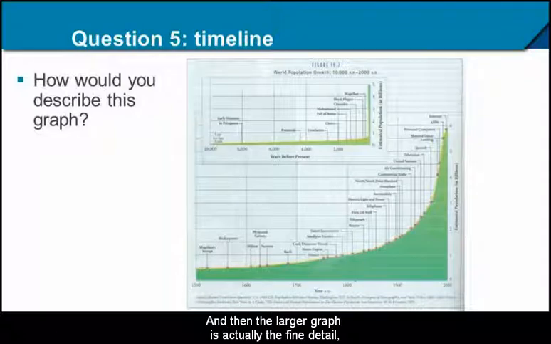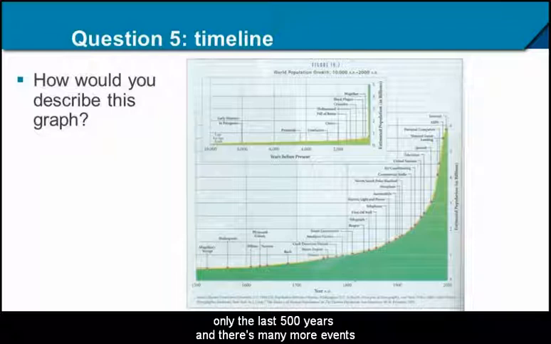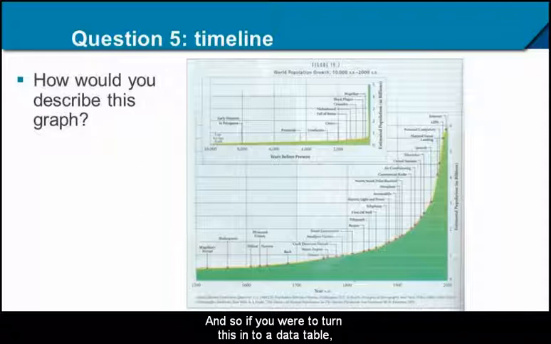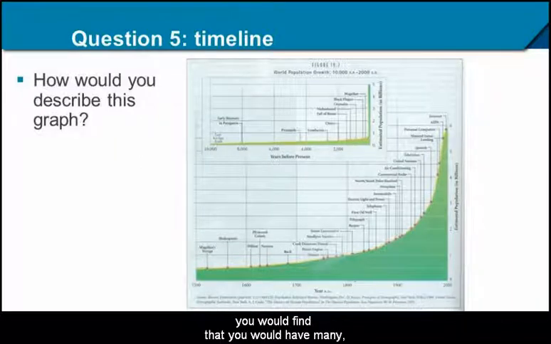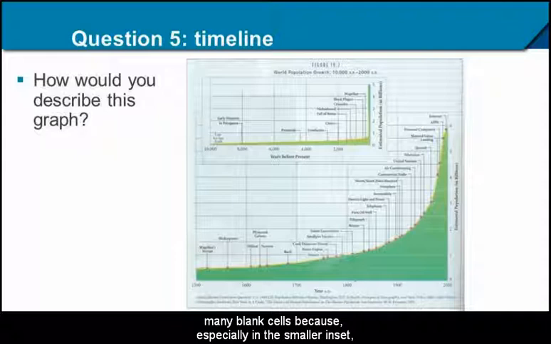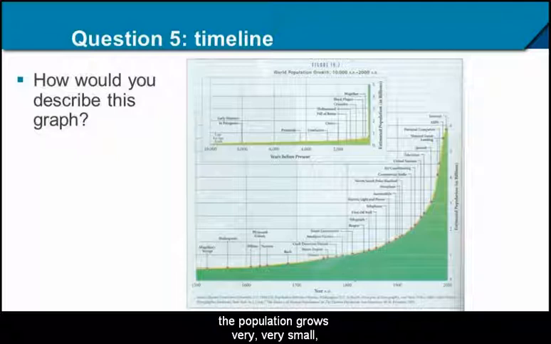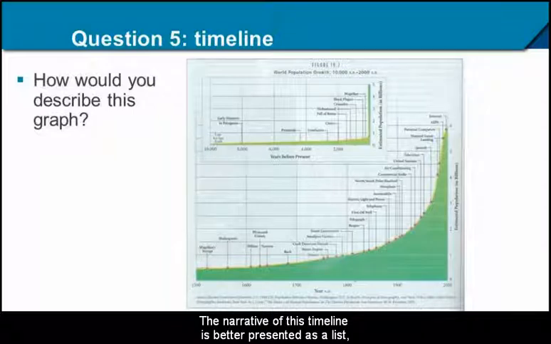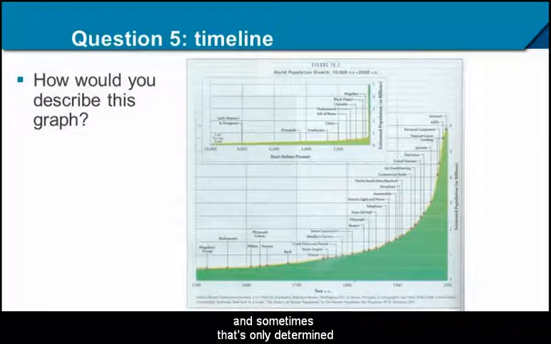And then the larger graph is actually the fine detail, only the last 500 years, and there are many more events listed there. If you were to turn this into a data table, you would have many, many blank cells because, especially in the smaller inset, the population grows very, very slowly, and you have very few events up until about 2,000 years ago. So it would be hard to construct a data table that would be very helpful. The narrative of this timeline is better presented as a list.